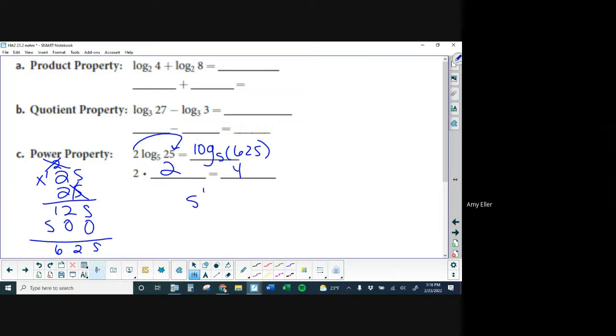So let's see. 5 to the 1st is 5. 5 to the 2nd is 25. What's 5 to the 3rd? I'm going to have to multiply by 5 again. 5 times 5 is 25. 5 times 2 is 10. Add that. Add 1 more. That works out.